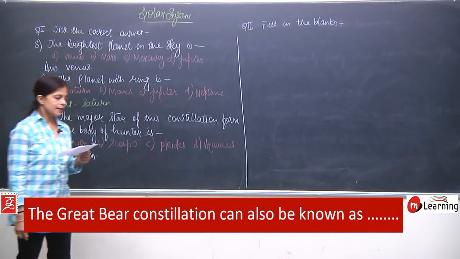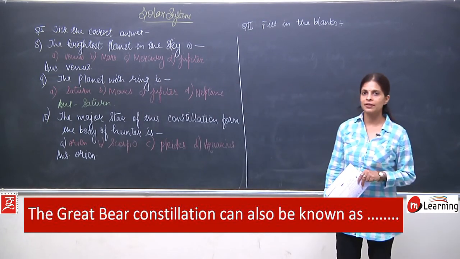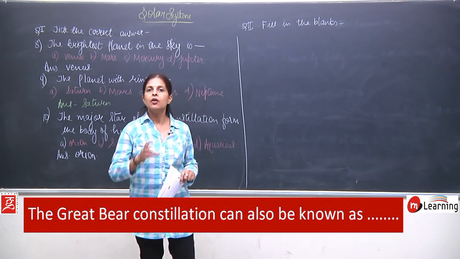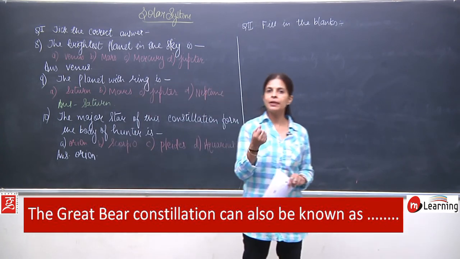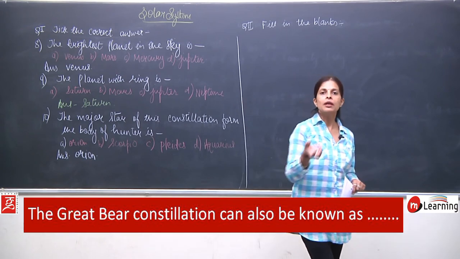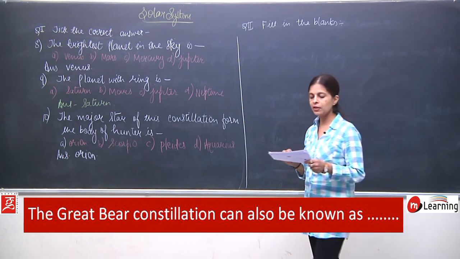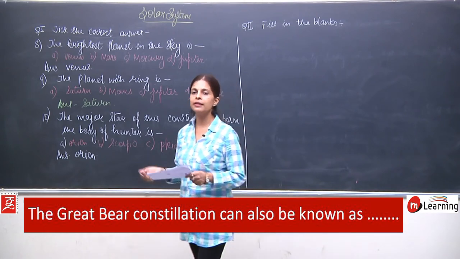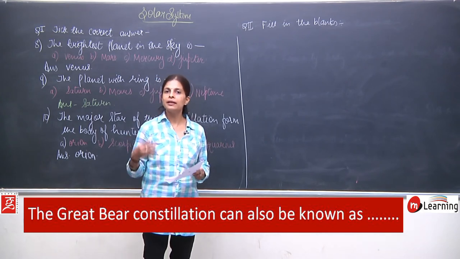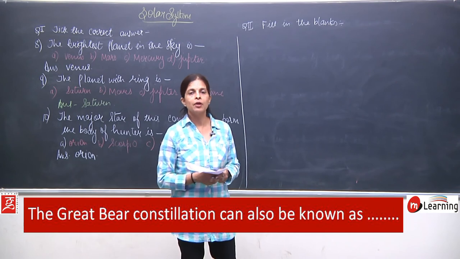Now the first one is, the Great Bear constellation is also known as... We know that just now we have discussed the Ursa Major. What is the meaning of constellation? First of all, a constellation is a group of stars which forms a particular pattern in the sky, maybe like a bear, maybe a kite, maybe a cup, maybe a hunter, maybe Scorpio, and so these are known as constellations. And here the question is, the Great Bear constellation is also known as, that means the other name of the Great Bear constellation is Ursa Major. We know that Ursa Major looks like the Great Bear, and even it looks like the kite, even it looks like the cup with a big handle.